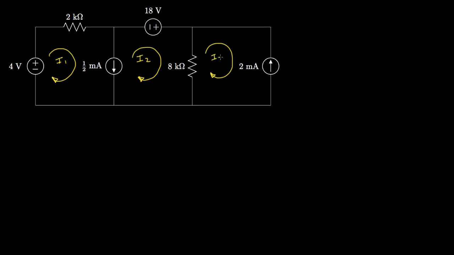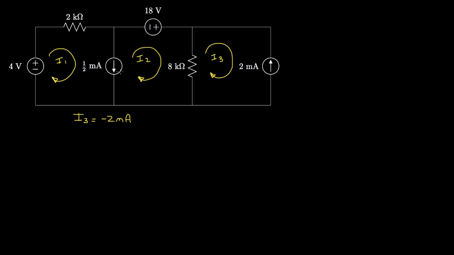Now once again, a part of I3 flows through this wire that has the current source. So I3 is the current flowing in this direction through this wire, which is 2 milliamps flowing in the opposite direction. So once again, we'll say I3 is a negative 2 milliamps. Again, it's negative because the current is actually flowing in the opposite direction of the mesh current I3.